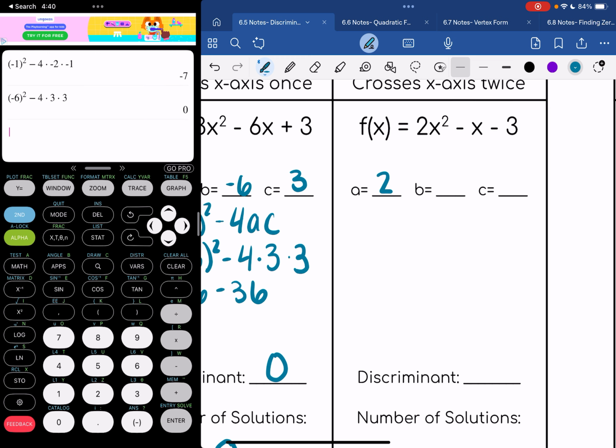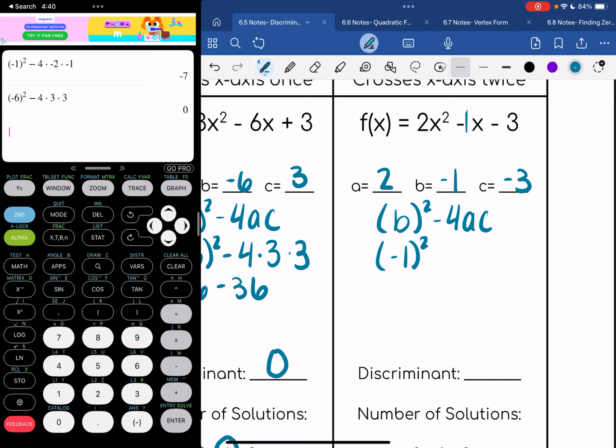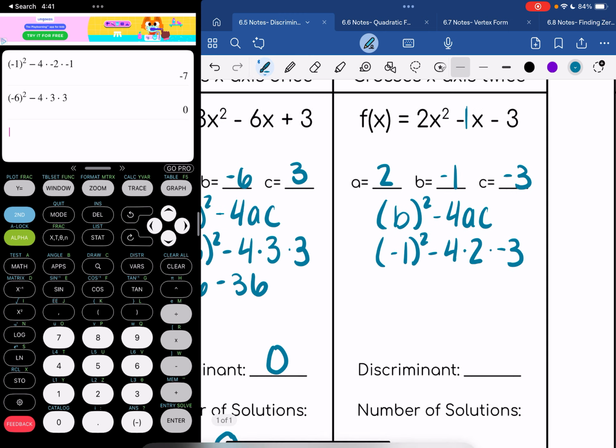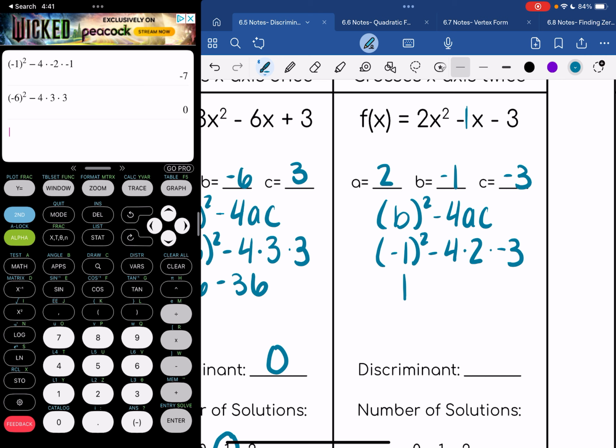Okay, so last problem. A is 2, B is negative 1. We've got an imaginary negative 1 there. And C is negative 3. So b squared minus 4ac. We are going to be doing negative 1 squared minus 4 times my a value, which is 2, times my c value, which is negative 3. Negative 1 squared is positive 1. Negative 4 times 2 is negative 8. And negative 8 times negative 3 is positive 24. So I end up with 1 plus 24, which is 25.